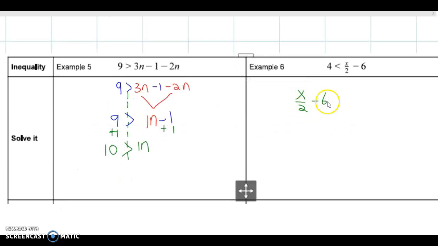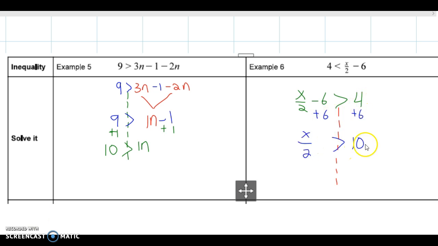So in example 6, we have another equation. Okay. Notice that we could actually rewrite the equation at the beginning. So I have x divided by 2 minus 6, which is greater than, okay, it's facing that way, so it's greater than 4. Let's split the sides. Add 6 to both sides.